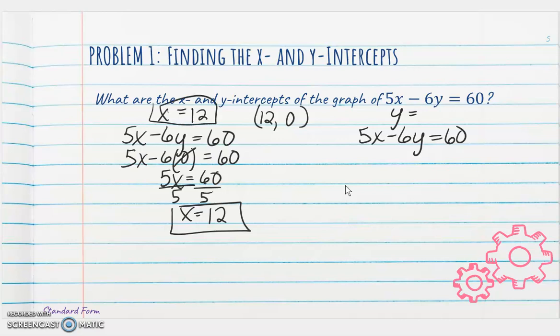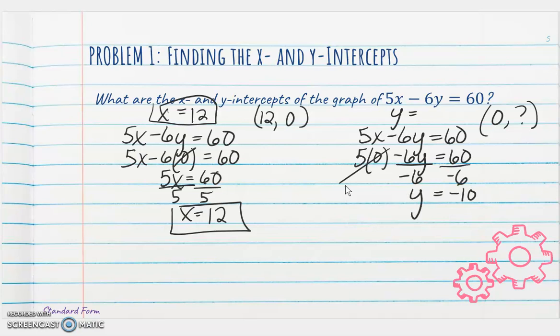Now the y-intercept, again, we're going to make x 0 this time, and we're not sure what y will be. So let's plug in 0 for x and solve for y. This will go away, so we have negative 6y equals negative 10. So when x is 0, y is negative 10. So our y-intercept will be negative 10. There we go. That's it.